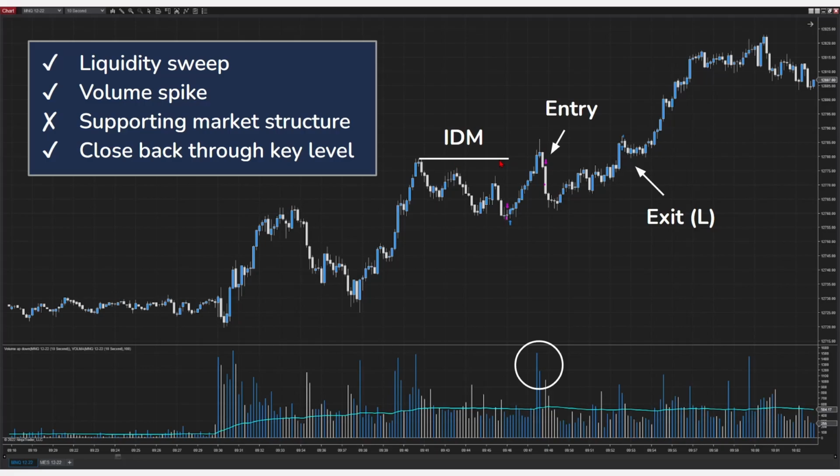But for the first trade of the day, using my checklist, I'm looking at this pivot as a possible inducement level. So we see a quick pop over that level with some really high relative volume. So we have a liquidity sweep and a volume spike. I wouldn't say we have supporting market structure here because we've been making higher highs and higher lows up until this point. And at this point, we close back through the inducement level right here. But my entry wasn't until this point right here. So obviously my target wasn't filled right there and I ultimately got stopped out of the trade.